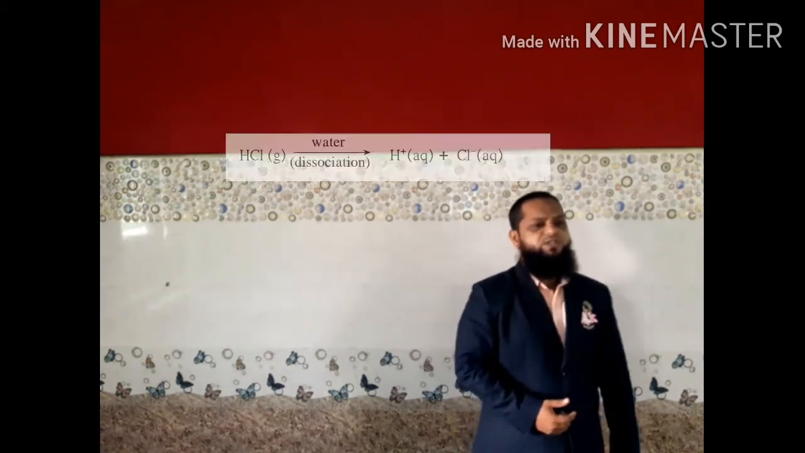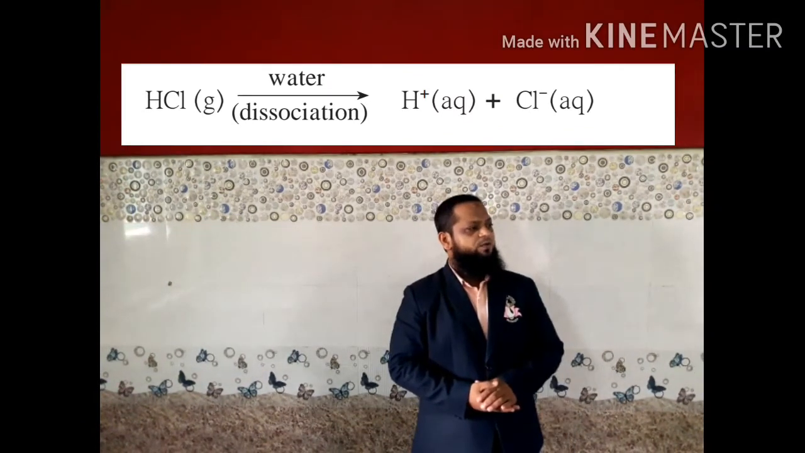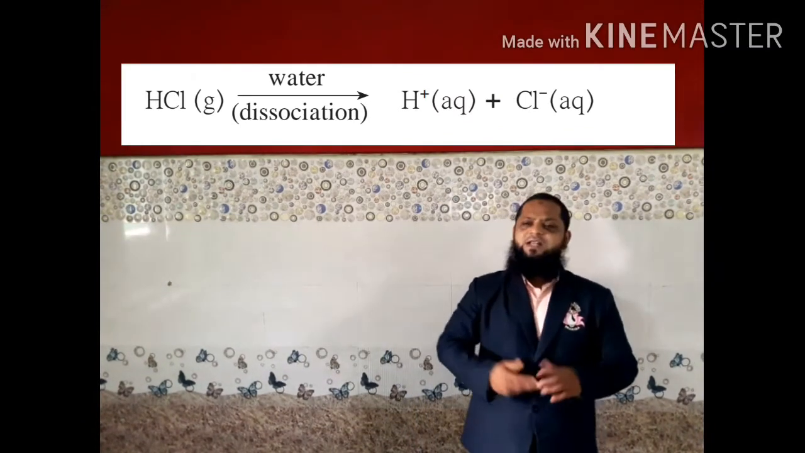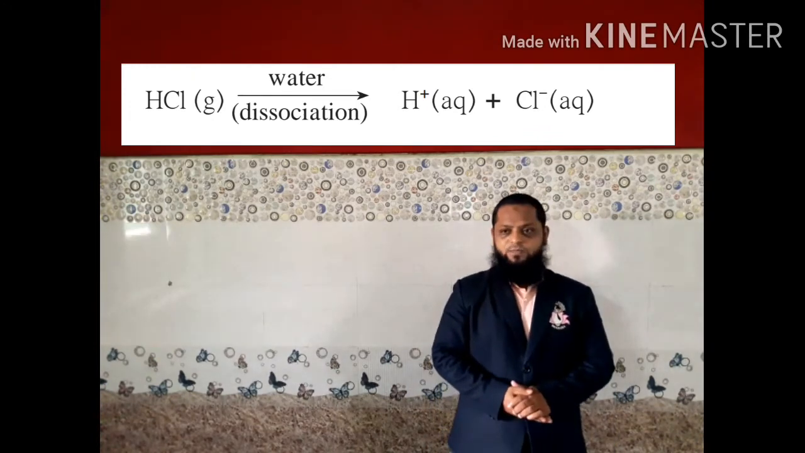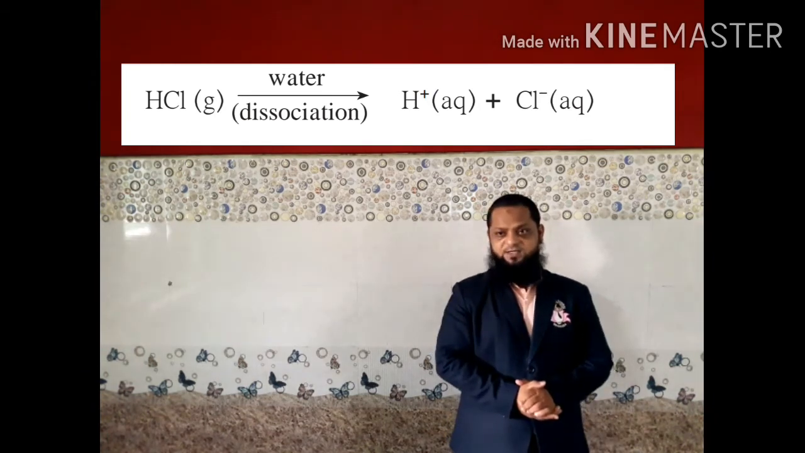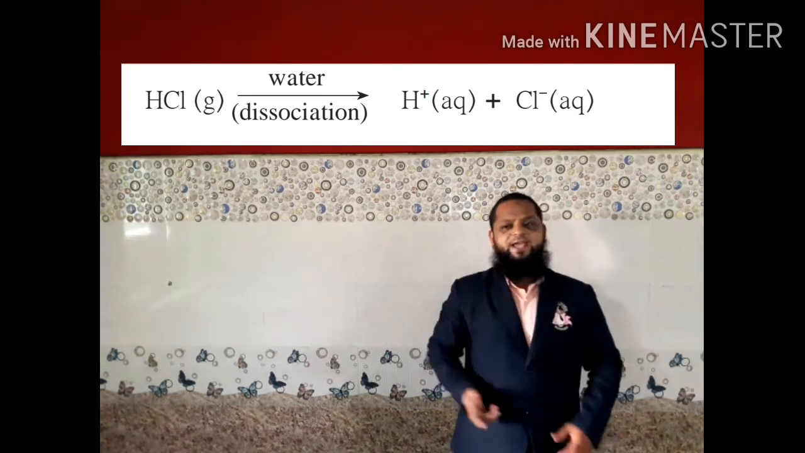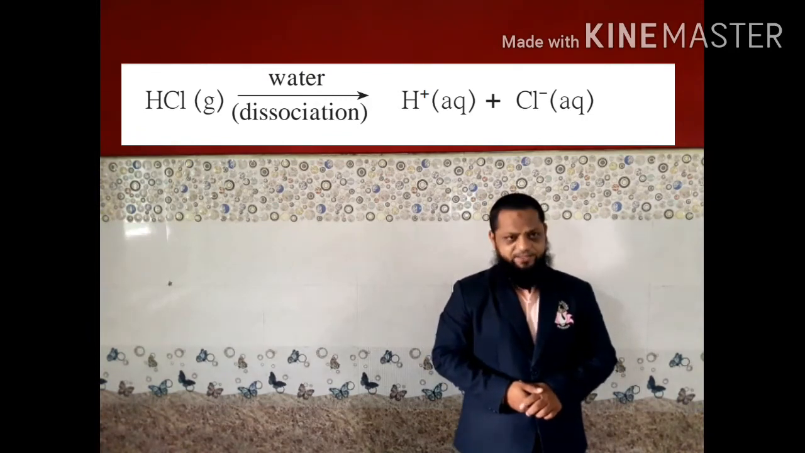Let's see the equation. If we dissolve HCl in water, we will get H+ ion and Cl- ion. In this, the HCl substance dissociates with water and gives H+ ion. That's why HCl is said to be an acid.